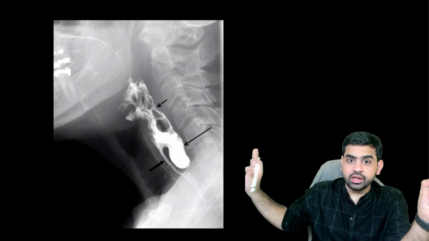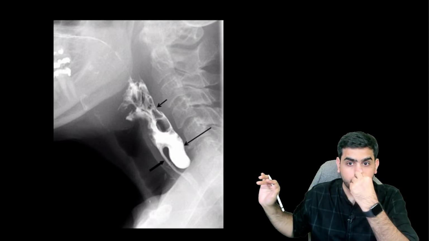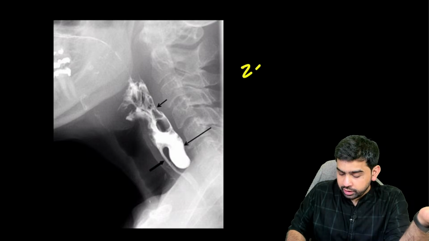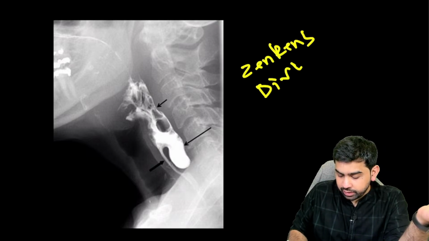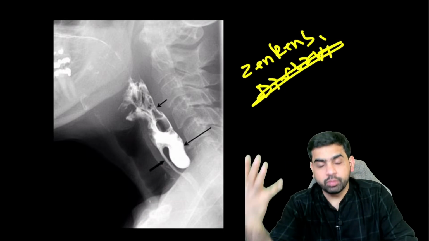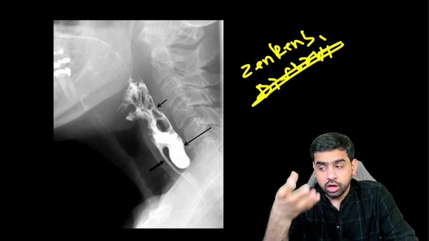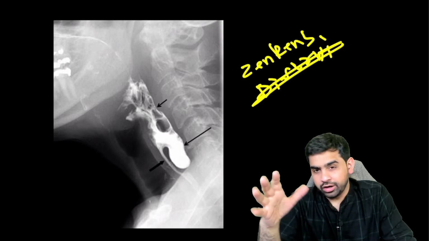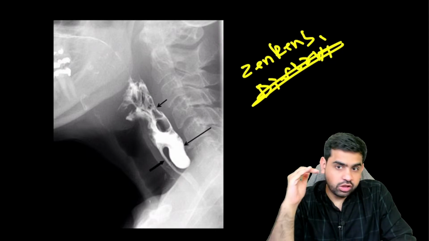Okay, now this is an X-ray which has been given to you. What is the diagnosis over here? The diagnosis is Zenker's diverticulum. Now this is again a very important topic. What happens in Zenker's diverticulum is that there is a problem in coordination between the thyropharyngeus and the cricopharyngeus muscle.